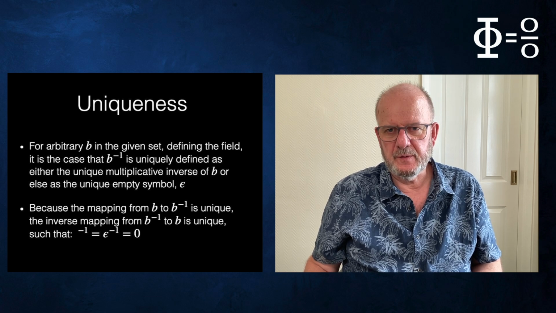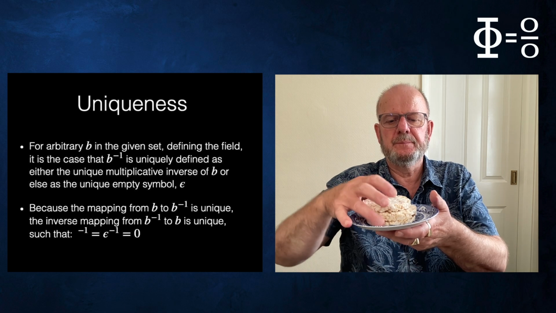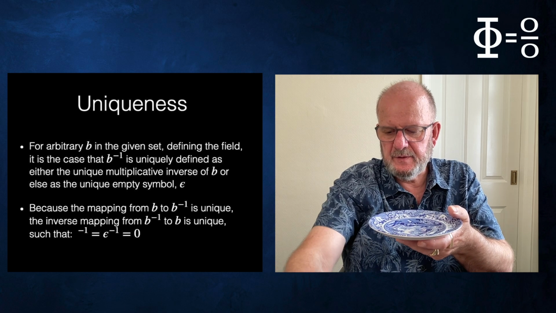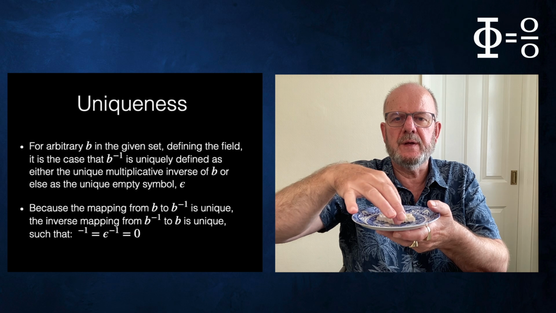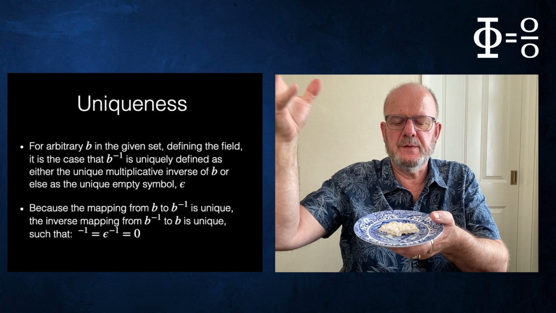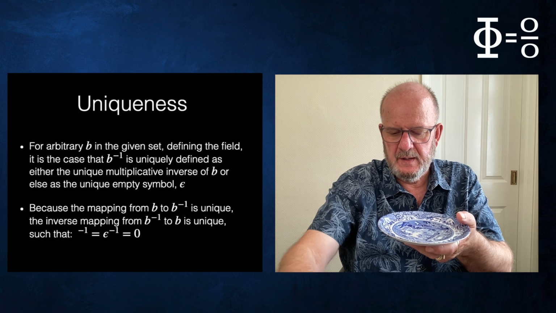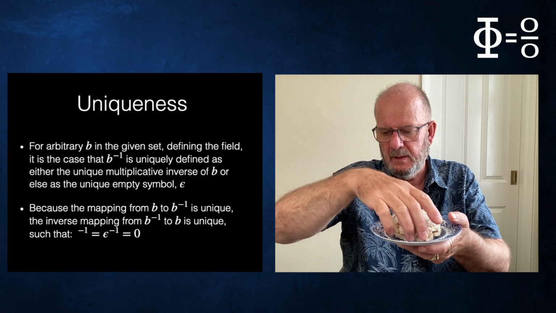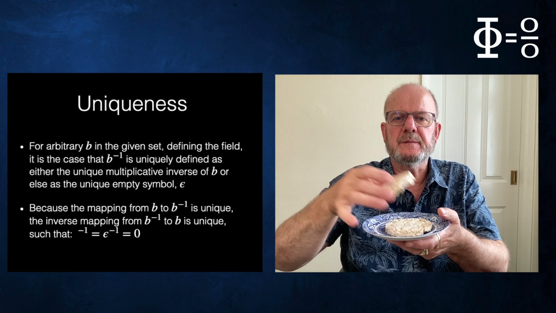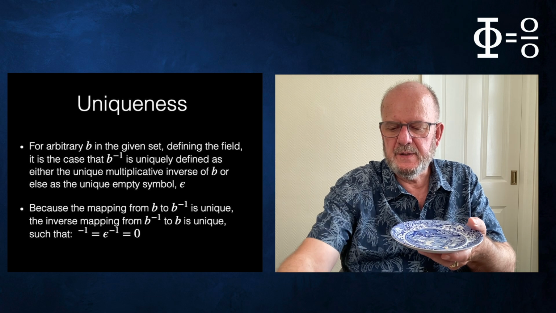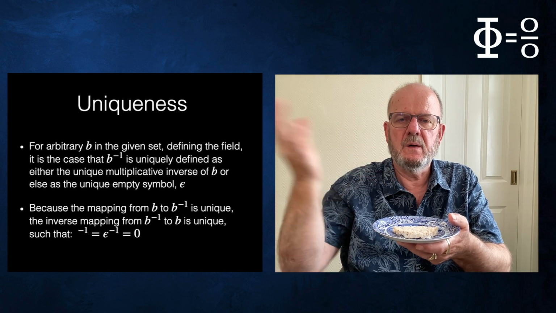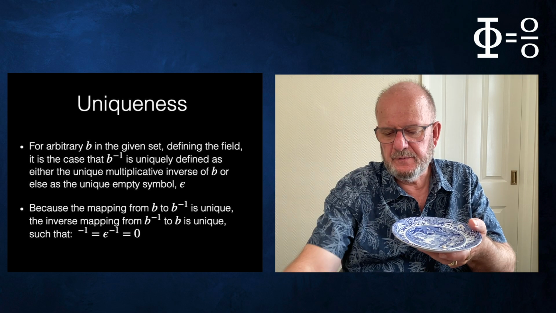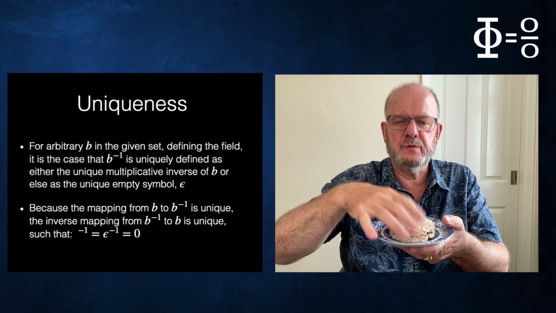It's maybe even more obvious if we use cookies. Here I've got 3 cookies. I take them off and I put its multiplicative inverse, 1/3 of a cookie, on the plate. Suppose there's 1/3 of a cookie on the plate, I take it off and put its multiplicative inverse, 1, 2, 3 cookies on the plate. Suppose I've only got 2 cookies on the plate. I take them off and I put their multiplicative inverse, half a cookie, on the plate. Suppose I've got only half a cookie, I take it off and put its multiplicative inverse, 2 cookies, on the plate.